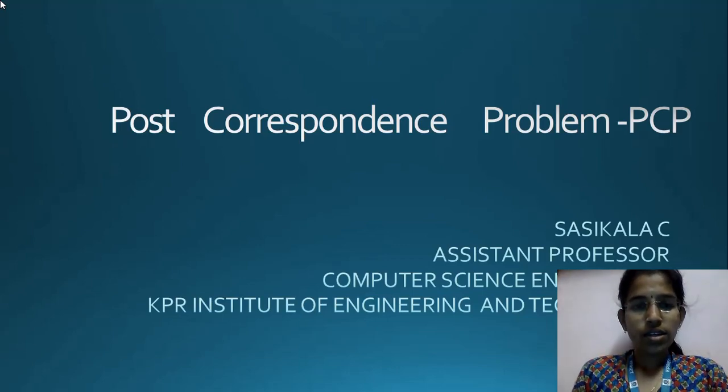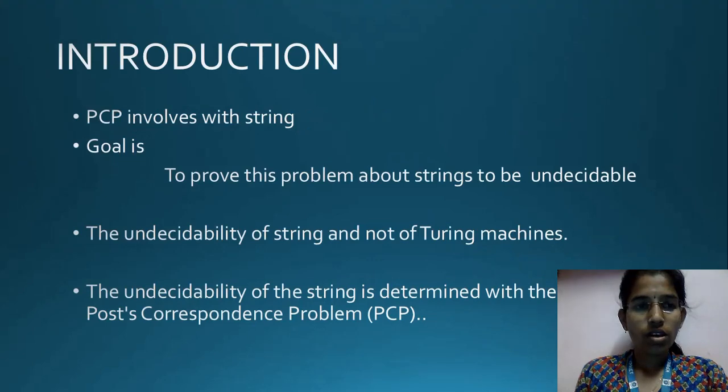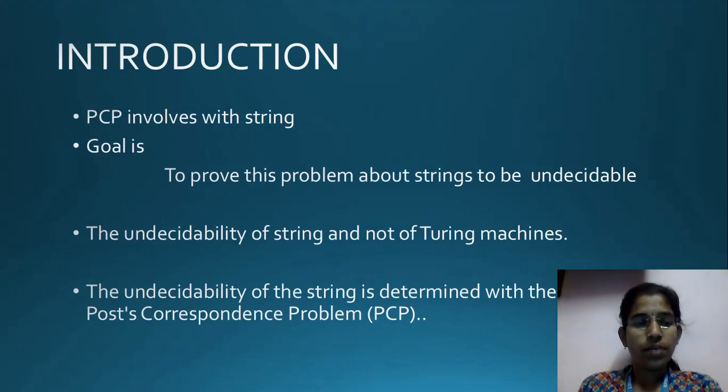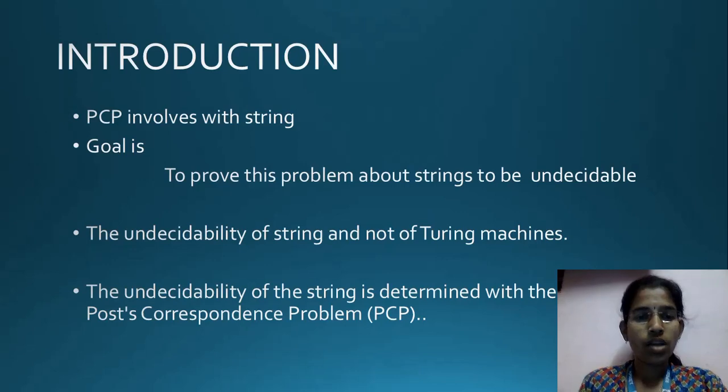Good evening, students. So today our topic is the Post Correspondence Problem in Turing machines. The PCP, the Post Correspondence Problem, is used to prove a particular problem and its strings to be undecidable or not. Mostly PCP only works with strings. The main goal of the PCP is to prove a specific problem and its strings to be decidable or undecidable. So what is undecidable?